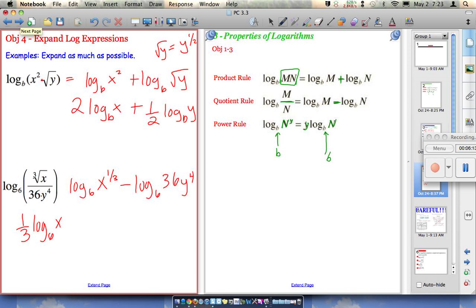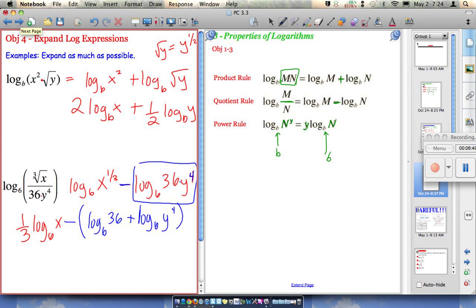Now this next expression, inside here is a product, and there's a power. So I'm going to start with, first of all, I'm going to put minus for this minus here. And then in parentheses, I'm going to expand log base 6 of 36 y to the 4th. I'm going to expand it using the product first. So log 6 of 36 plus log 6 of y to the 4th. So I expanded using the product rule.